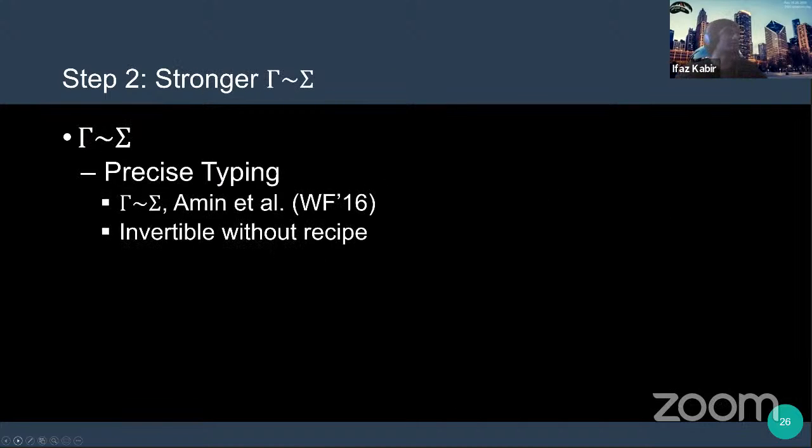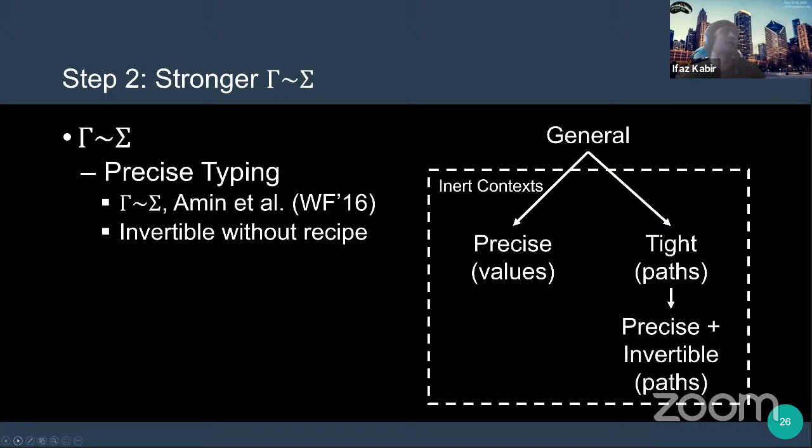In step 2, we use a much stronger store correspondence relation. So we use precise typing for store correspondence instead of general typing for store correspondence. This is very similar to what was done in the original Wadler safety proof. And the nice thing about precise typing is that it's directly invertible without using any sort of recipe. So now our proof infrastructure looks like this. We only have precise typing for values. We don't need special typing for type or invertible typing for values.